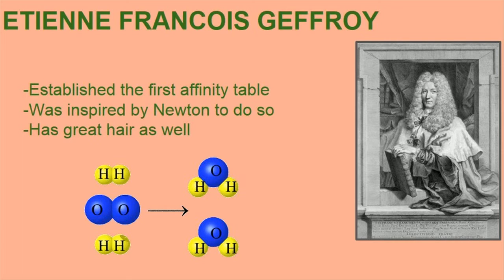According to my research, Étienne François Geoffroy had voluptuous hair. He also established the first affinity table inspired by Isaac Newton's work. Cool stuff. Those colorful dots are hydrogen and oxygen atoms, because it shows affinity between those guys to create a whole new atom. This groovy process is called a chemical reaction. Geoffroy was the first pal to speak up about this.